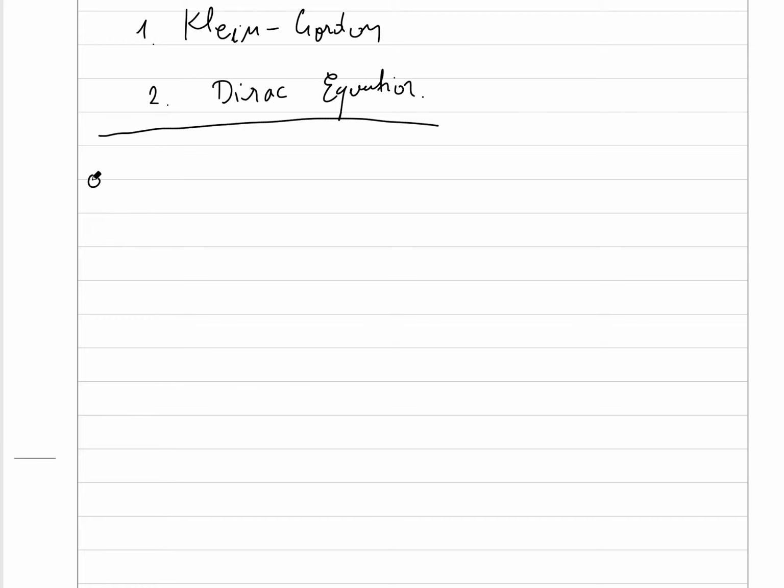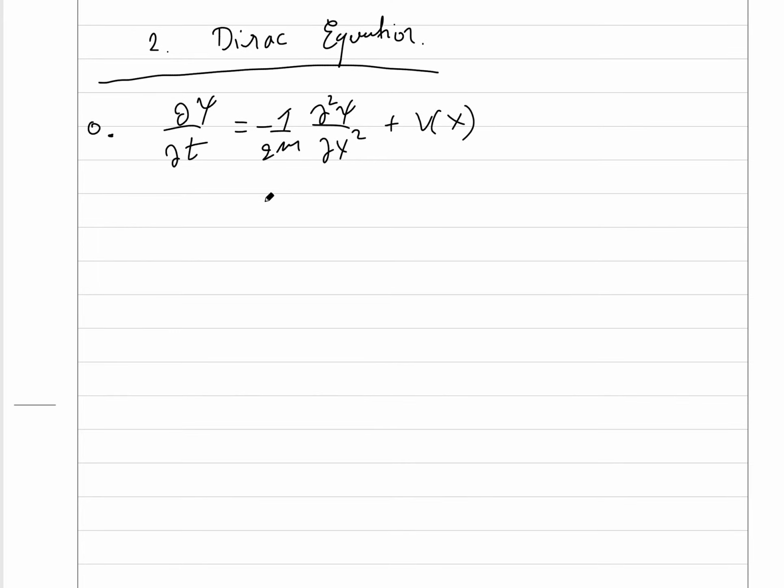But even before that, let's write here a 0, we had Schrodinger's equation, which was something like i partial of psi partial of t equals minus 1 over 2m partial squared psi partial of x squared plus some potential. The problem with this equation is that it is not relativistic, and it is not Lorentz invariant, because here we have the derivative of first order in time, but here we have the second derivative, so it cannot be Lorentz invariant.